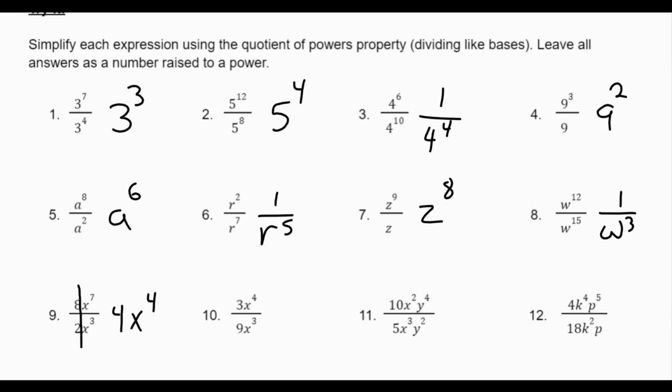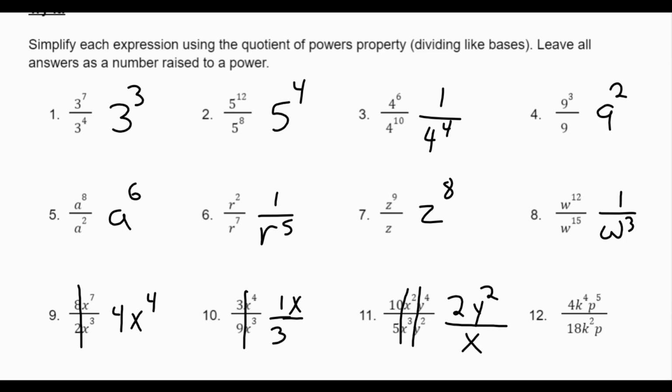Number 10, 3x to the 4th divided by 9x to the 3rd. Again, I'll treat the 3 and the 9 together, and then the x to the 4th divided by x to the 3rd together. So 3 over 9 is 1/3, and then x to the 4th divided by x to the 3rd is x to the 1st. So I'd have 1x divided by 3. Number 11, 10x squared y to the 4th divided by 5x cubed y squared. So again, I'm going to do 10 divided by 5, and then x squared divided by x cubed, and y to the 4th divided by y squared. 10 divided by 5 is 2. x squared divided by x cubed would be x to the 1st in my denominator, and then y to the 4th divided by y squared would be y squared in my numerator, so I'd have 2y squared divided by x.